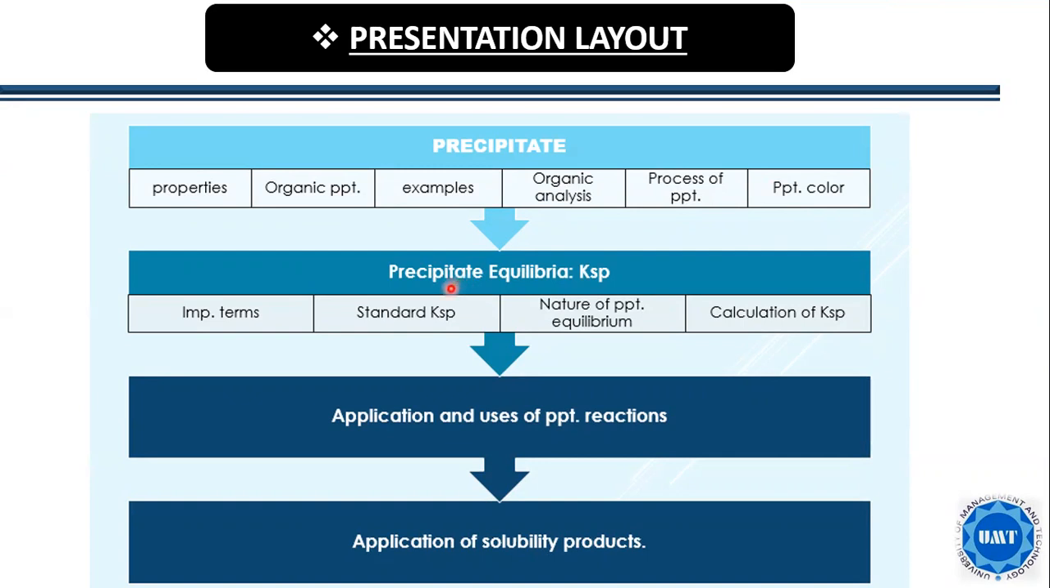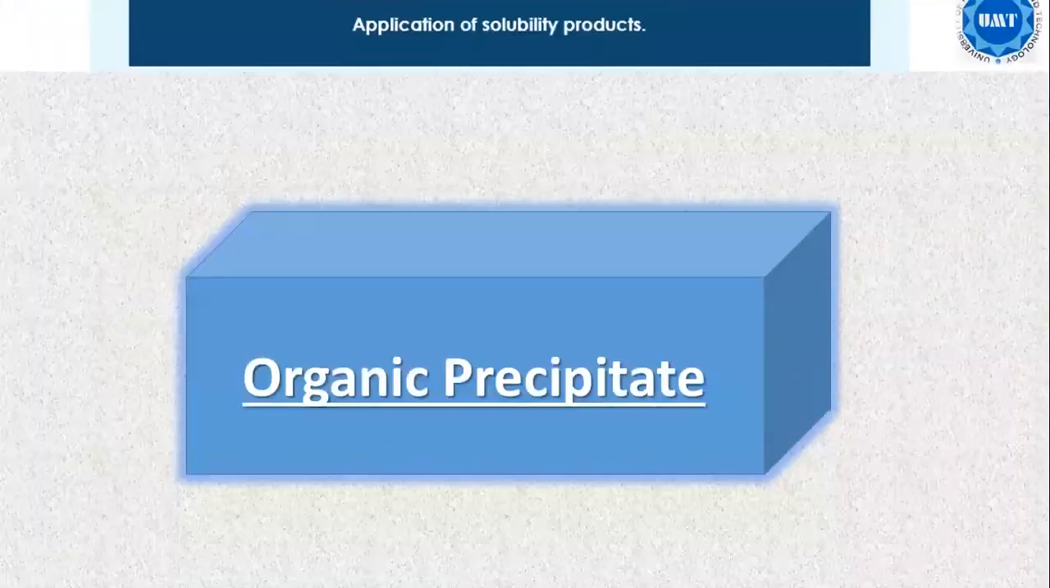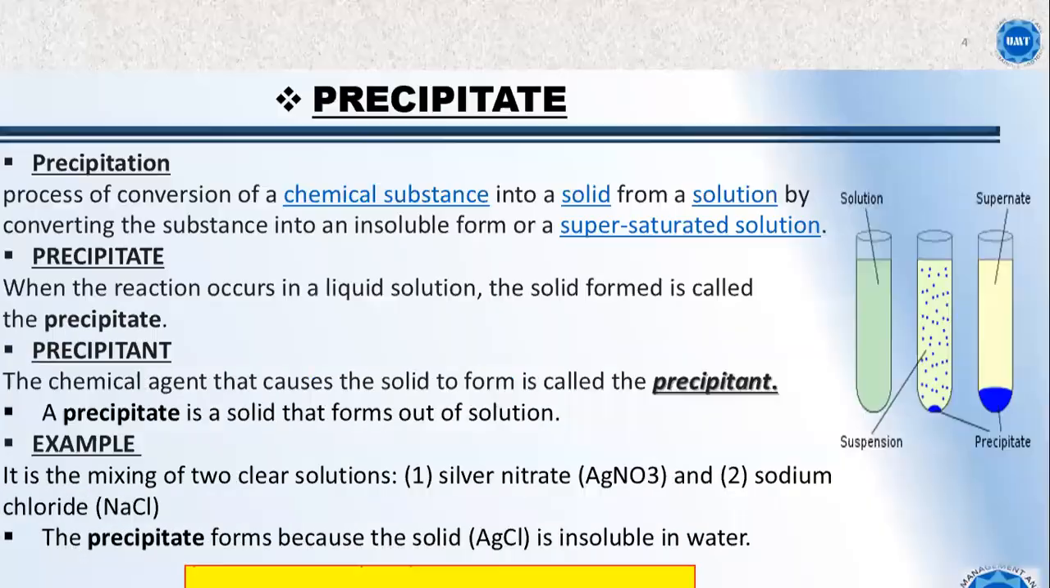Then I'm going to talk about precipitate equilibria, meaning solubility product. Important terms before going toward the solubility product, then standard KSP, the nature of the precipitate equilibrium, and calculation of the KSP. Afterwards, I'm going to talk about the applications and uses of the precipitate reactions, and applications of the solubility products. So, what is an organic precipitate?